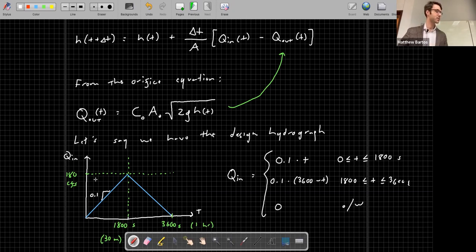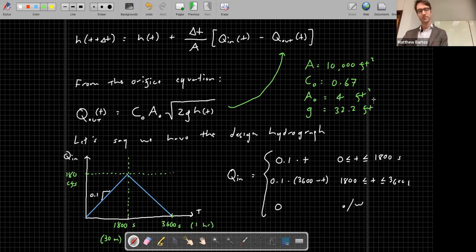Let's go ahead and specify a couple other parameters here. I'm going to say that the area of the pond is going to be 10,000 square feet. Our orifice coefficient is going to be 0.67, which is kind of the standard coefficient. Our orifice cross-sectional area is going to be 4 square feet. And G, the gravitational constant, is going to be 32.2 feet per second squared, because we're in US units.